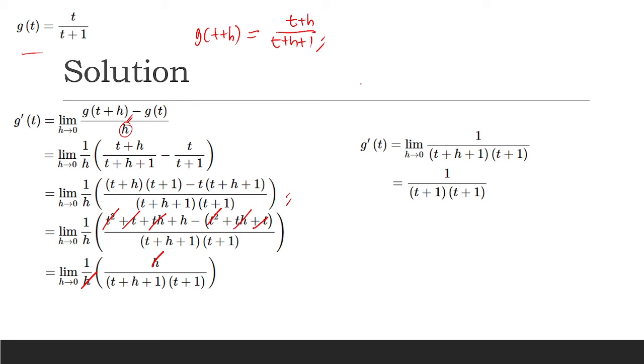Now, pwede natin gawin is, i-substitute na natin directly yung h natin. So, when h is equal to 0, or as h approaches 0, this will become 0. So, we will arrive at 1 over t plus 1 times t plus 1 times t plus 1. So, that's t plus 1 squared. So, therefore, that's 1 over t plus 1 squared. That is our g prime of t. And that is the derivative of our function. So, that's our final answer.